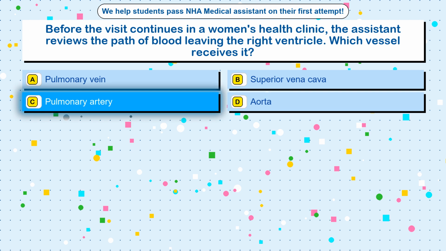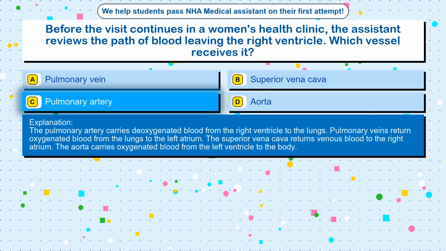Pulmonary artery. The pulmonary artery carries deoxygenated blood from the right ventricle to the lungs. Pulmonary veins return oxygenated blood from the lungs to the left atrium. The superior vena cava returns venous blood to the right atrium. The aorta carries oxygenated blood from the left ventricle to the body.